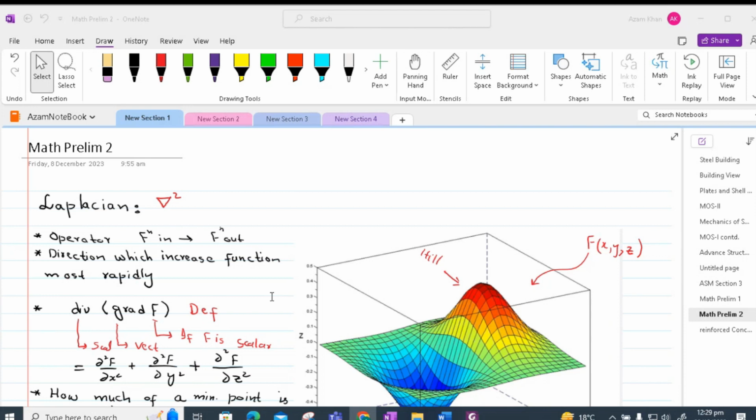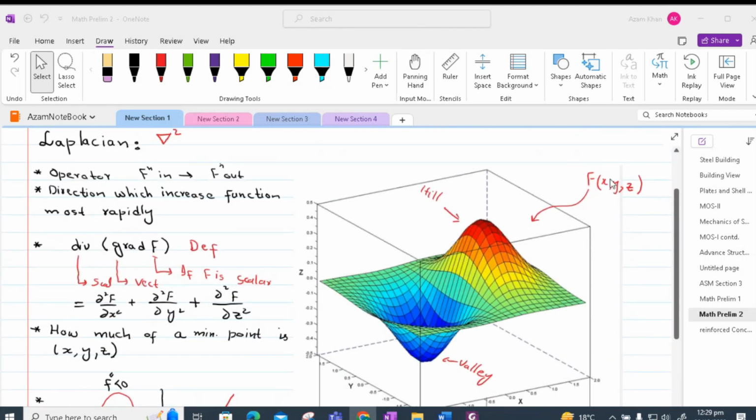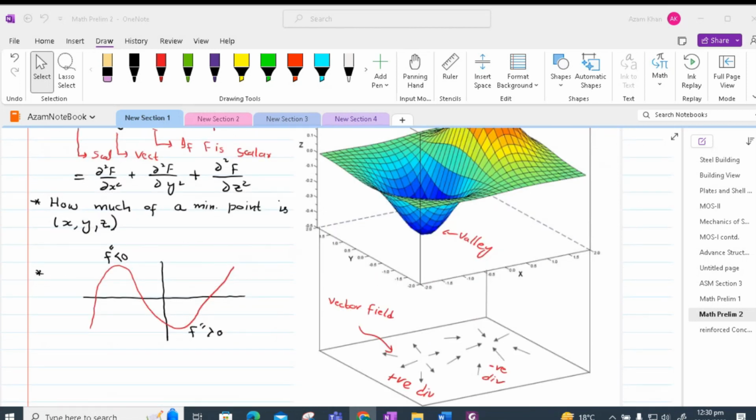Laplacian actually tells us the direction in which the function increases most rapidly. So imagine we have a scalar function f of x, y, z drawn in this figure. We can see a peak or hill on one side of this graph and a valley on the other side. We can draw the gradient of this scalar field. The gradient of a scalar field is a vector field that points in the direction of the maximum rate of change of the scalar field at a given point.